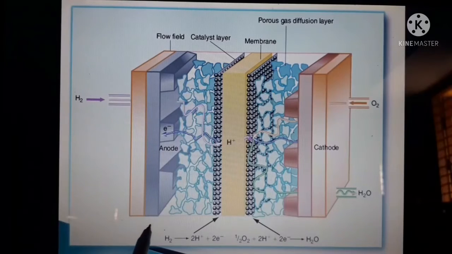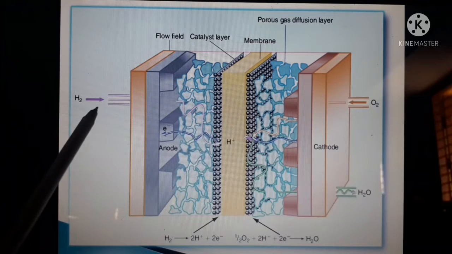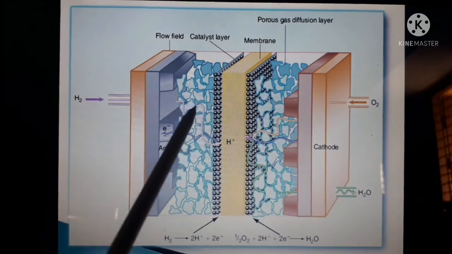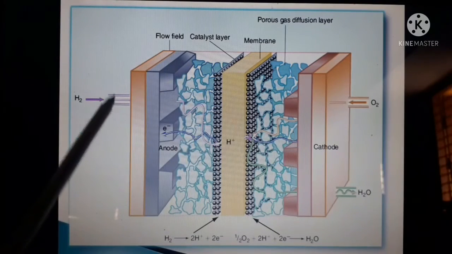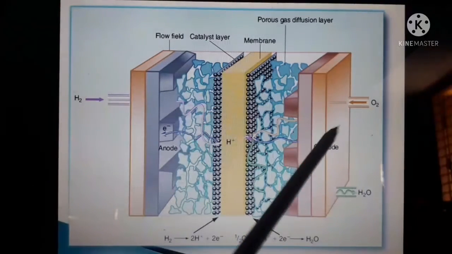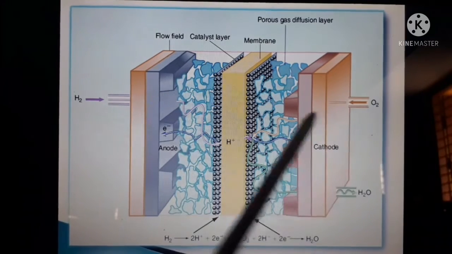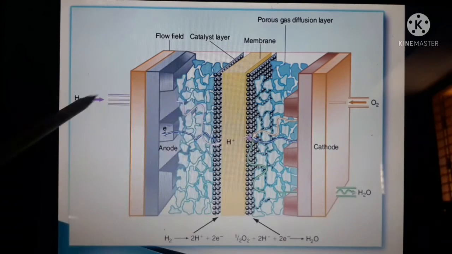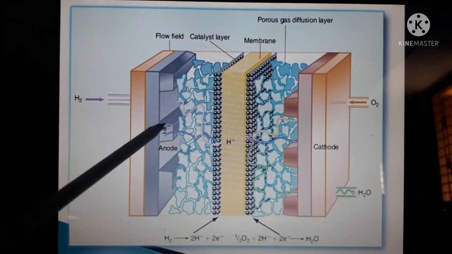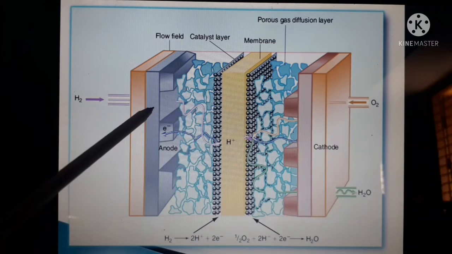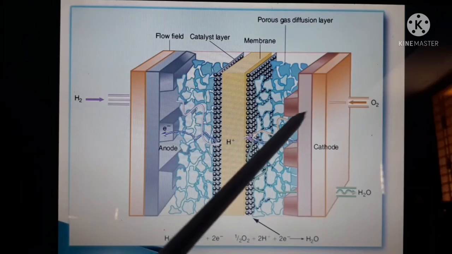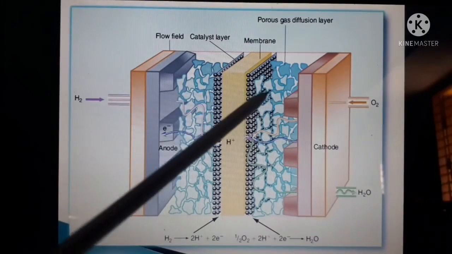Now, the diagram is there. This is the diagram for that. Hydrogen, this is the fuel, is allowed inside the cell. This is the hydrogen side. Next, oxygen goes inside from the other side. Cathode is there, here anode is there. Anode is graphite and cathode is also graphite, but with nickel and nickel oxide. This is the process. Okay.